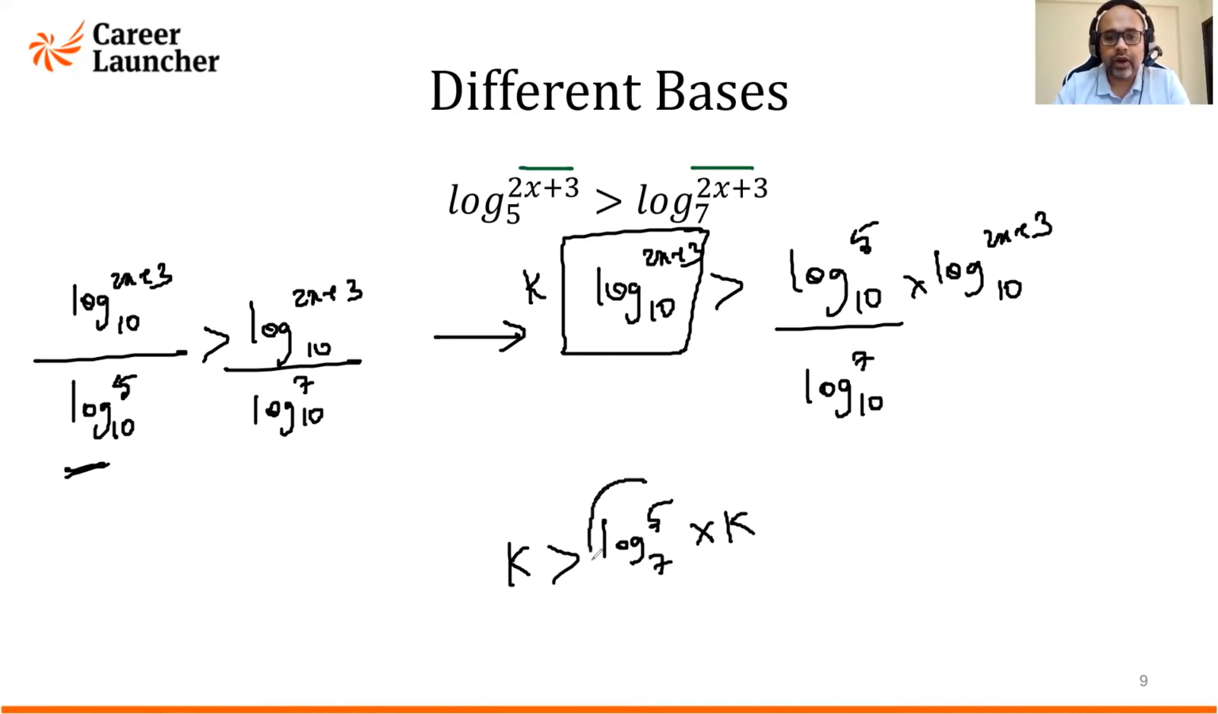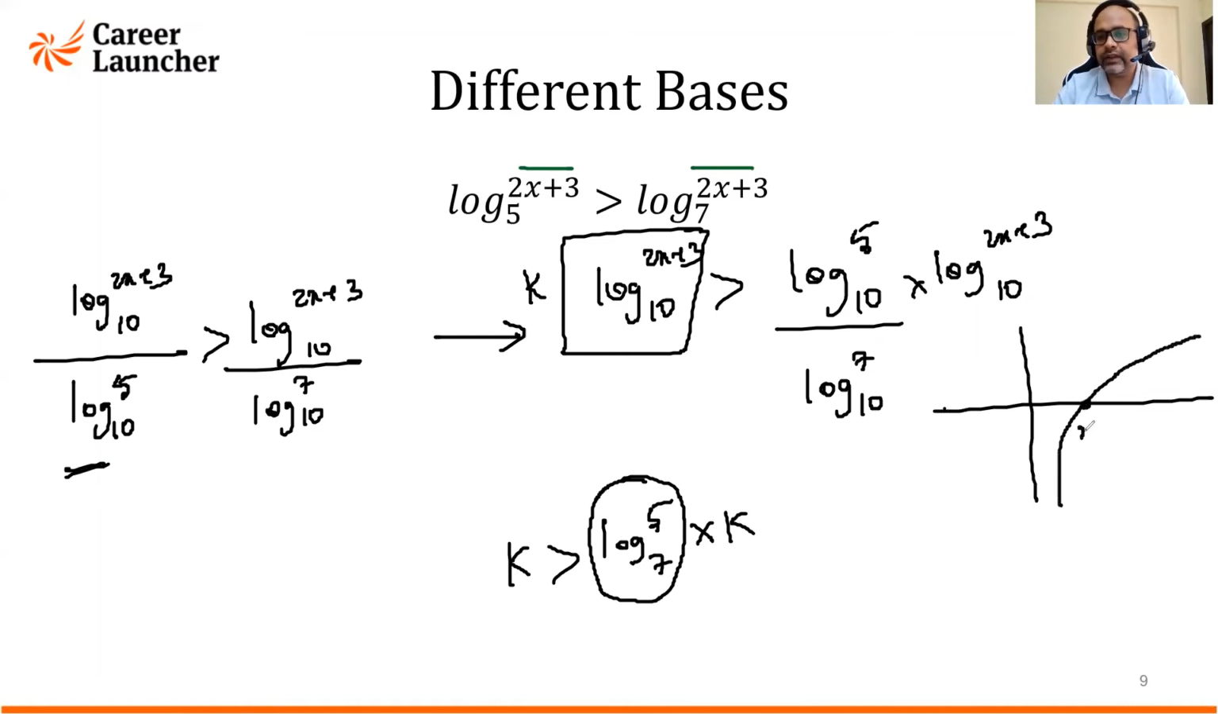Now, what is log 5 to the base 7? Clearly, if you look at the logarithmic graph, the graph of a logarithm is like this. This is your x equal to 1. If I want log x to the base 7, now when x equal to 7, my y will also become equal to 1, because what is log 7 base 7? Log 7 to the base 7 is 1.